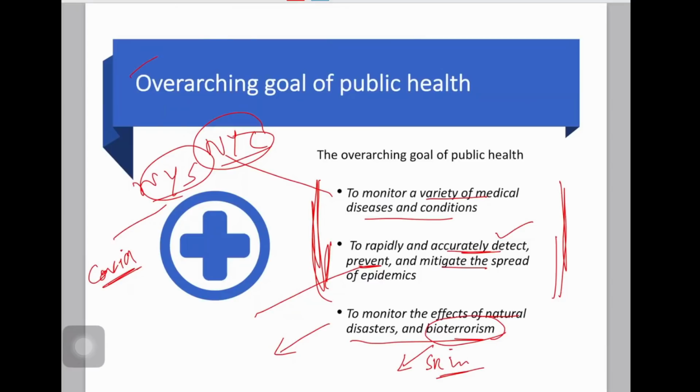So these are the overarching goals. Of course, these are quite broad, if you can see, but these are the things which at this time public health is taking care of.